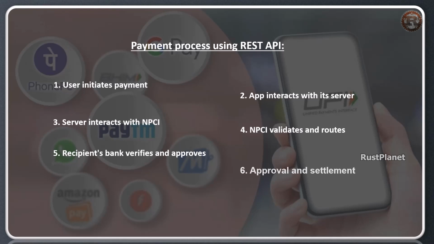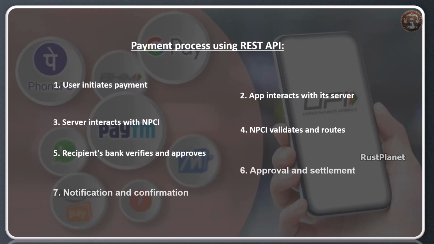Now, approval and settlement. If the request is approved, the recipient's bank sends a confirmation message to NPCI. Then, NPCI instructs the payer's bank to transfer the funds, and funds are debited from the payer's account and credited to the recipient's account instantly.